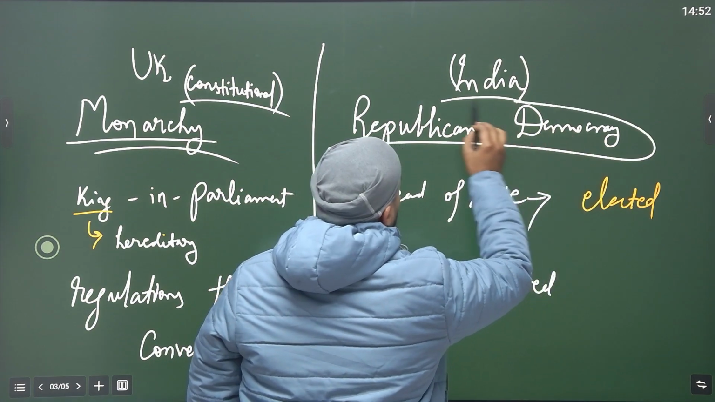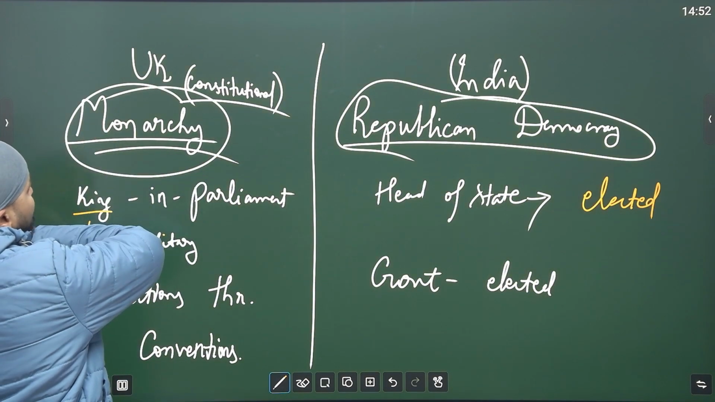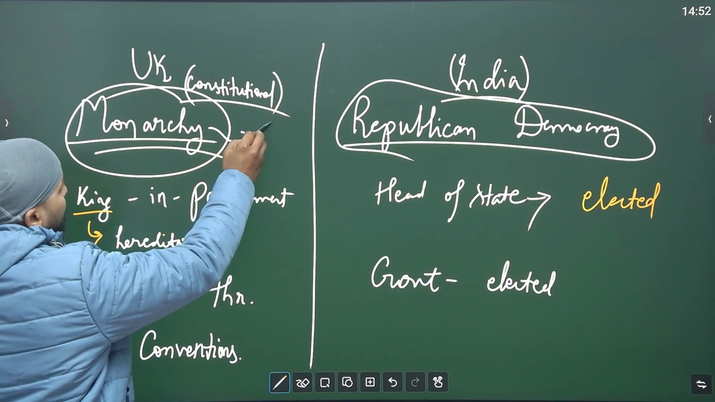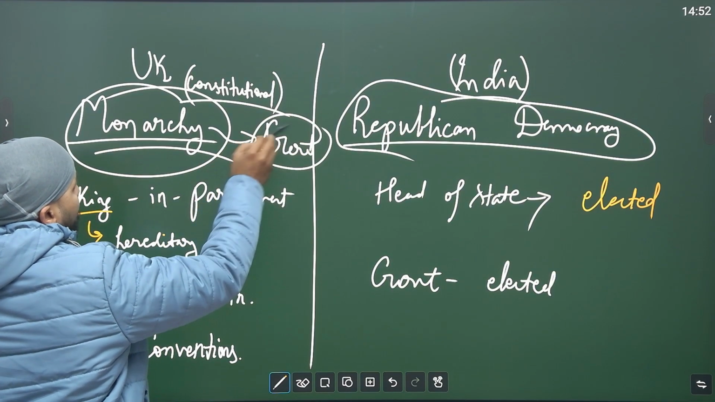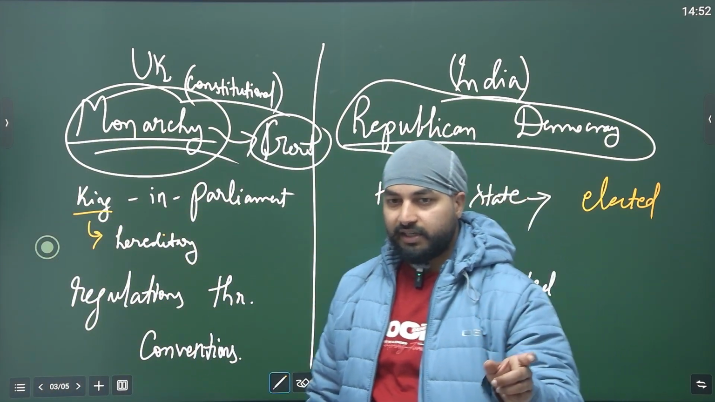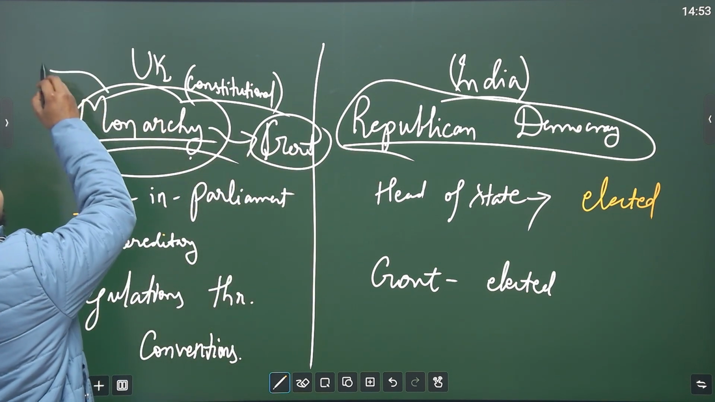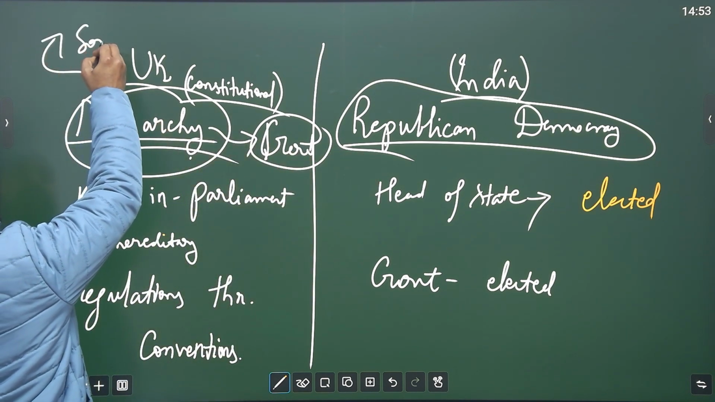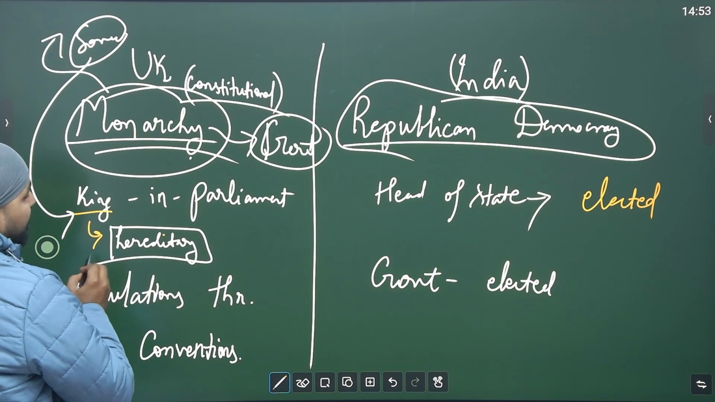Now we will discuss the difference between the UK, that is a constitutional monarchy, and India, that is a republican democracy. Monarchy, as such, has nothing to do with the form of government. What people think is that monarchy is the opposite of democracy, but the opposite of democracy is dictatorship. The opposite of monarchy is republic. Monarchy is related to the sovereign. That sovereign has to be a king or queen. It means he is hereditary.